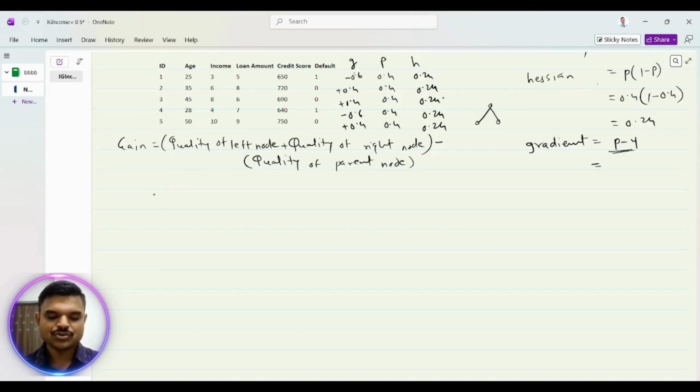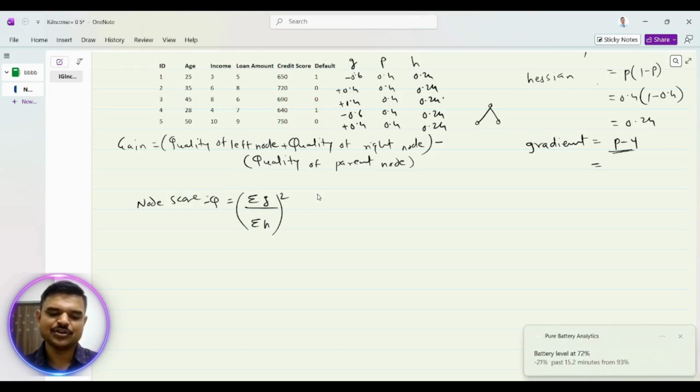What is the weight? Node score, which is equal to quality, is equal to the summation of the gradient divided by the summation of the Hessian, whole square. And why is it important? For larger gradients, the model is wrong and the opportunity to improve is more, and squaring emphasizes the confidence direction, while dividing by the Hessian stabilizes the learning. Now, what is gain? Gain means simply the quality of all these nodes. It is the summation of all the qualities, summation of all the weights.